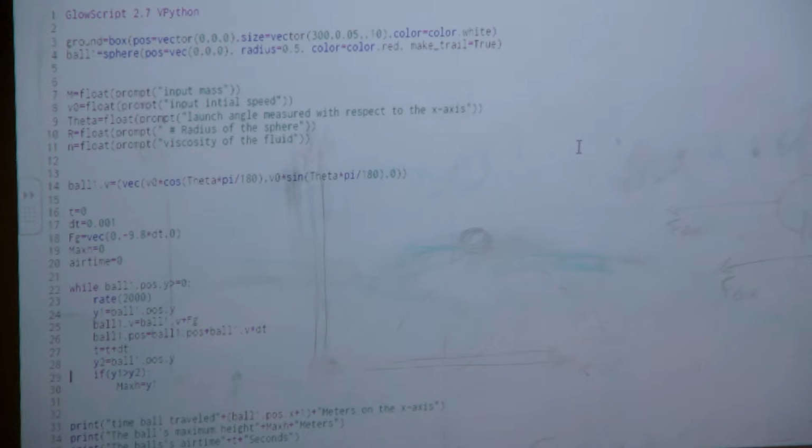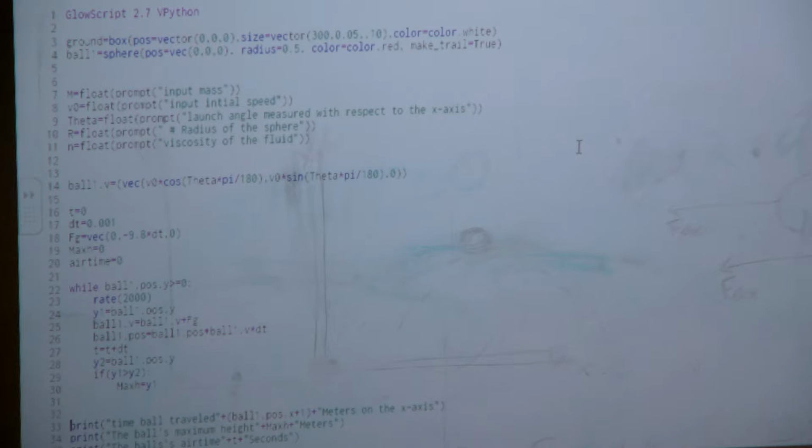And then our if statement is basically saying if y1 is greater than y2, then our max would be y1. So it's still going to calculate as it's going up. As soon as it starts curving down, it's going to show us our max. And that's why I have those print statements down there, showing the distance the ball traveled, the ball's maximum height, and also the ball's air time, which is in seconds.